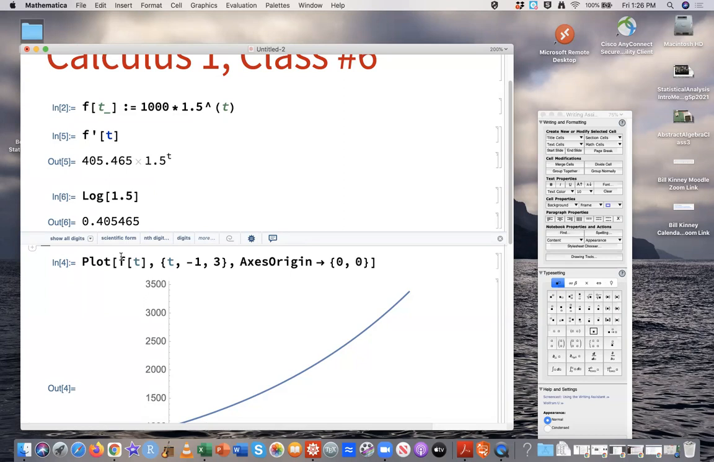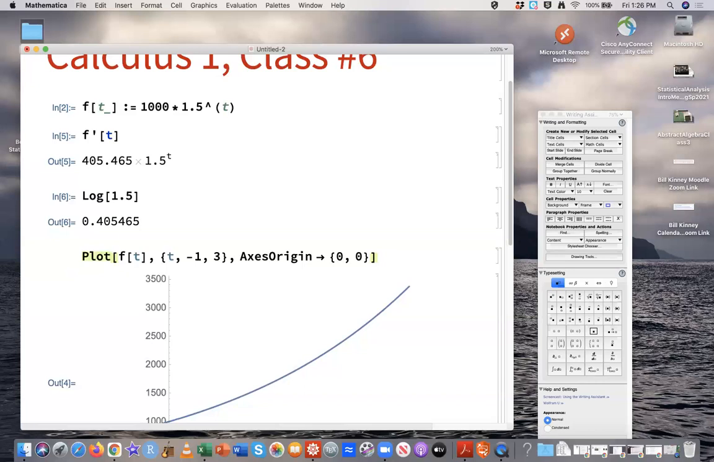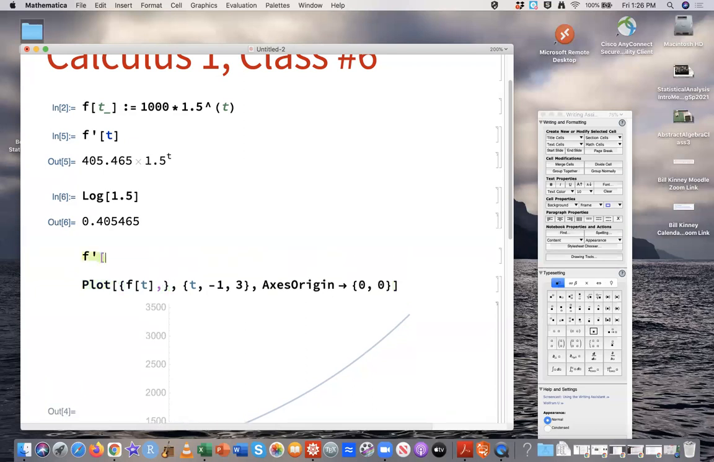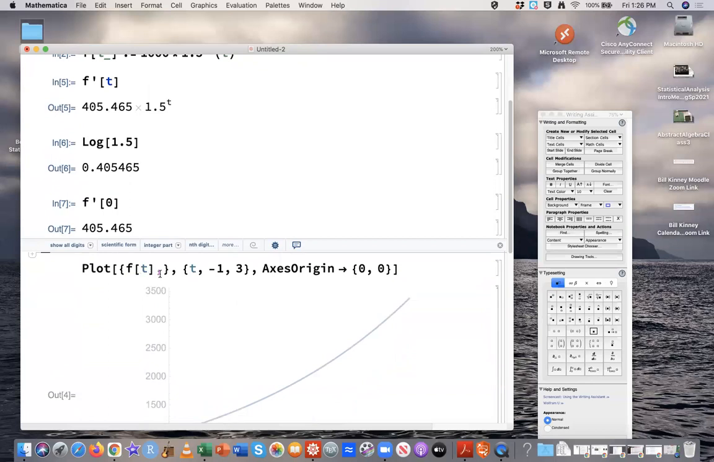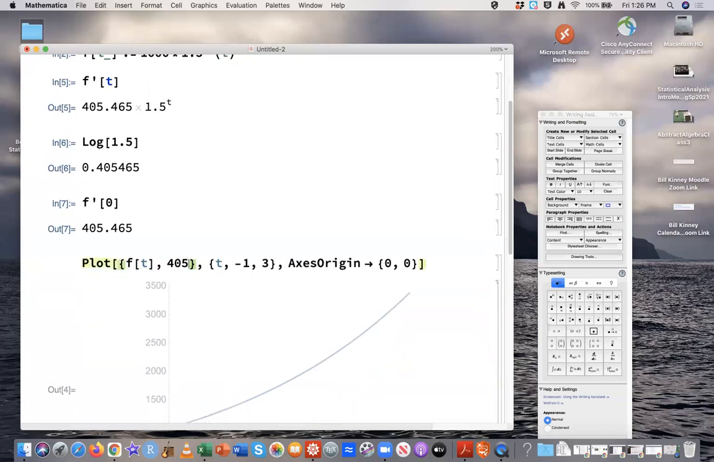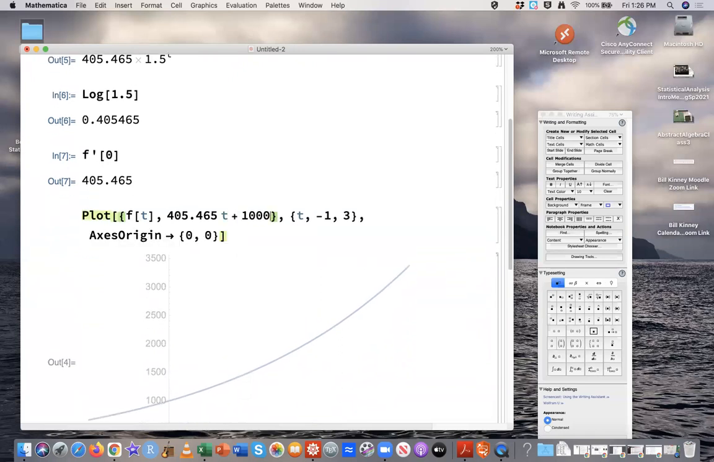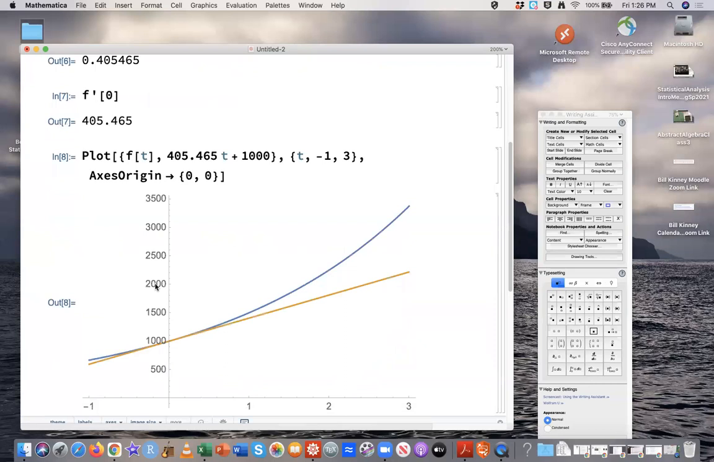Let's plot the tangent line in there, in addition to the plot of the function itself. If I put the function inside curly braces and put a comma in here, I can type in the equation of the tangent line as well, approximately. F prime of 0 is the slope, 405.465, so 405.465 t, and the y-intercept is 1,000, plus 1,000. So there's the tangent line that I drew by hand, under the graph of the population function itself. It's the tangent line at t equals 0.